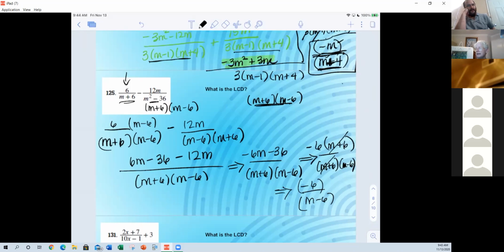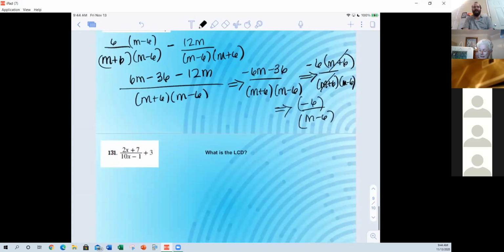I noticed they gave them problems that don't have this issue, like 3 minus x versus x minus 3, and how those relate to each other. That's okay. So let's talk about that for a minute. So let's say we had 3 minus x over x minus 3.